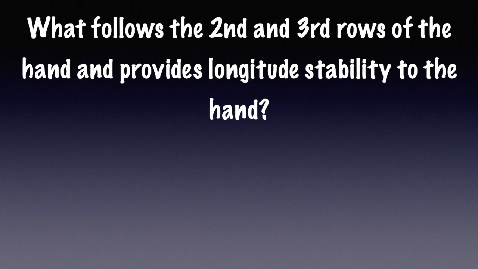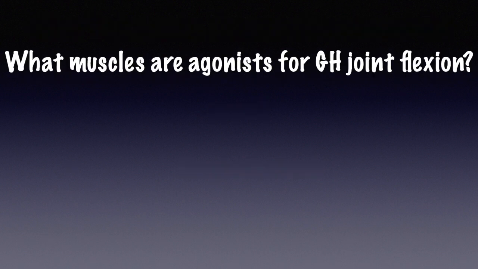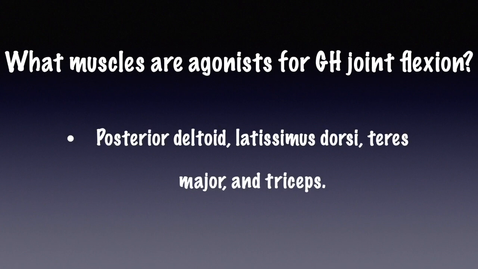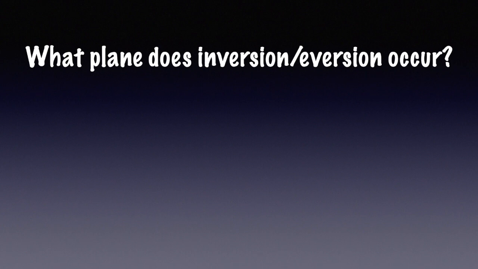What forms the second and third rows of the hand and provides longitudinal stability to the hand? Longitudinal arch. What muscles are agonists for GH joint flexion? Posterior deltoid, latissimus dorsi, teres major, and triceps. What plane does inversion/eversion occur? Frontal.